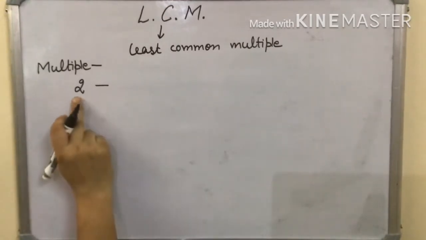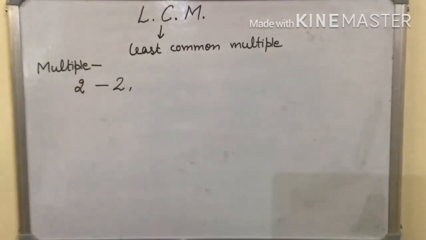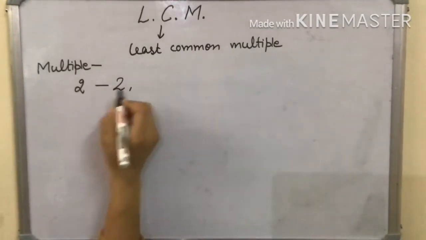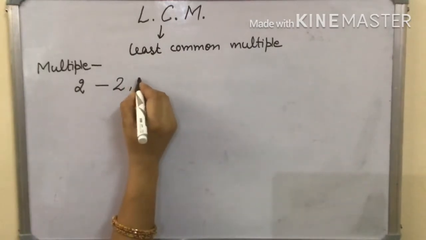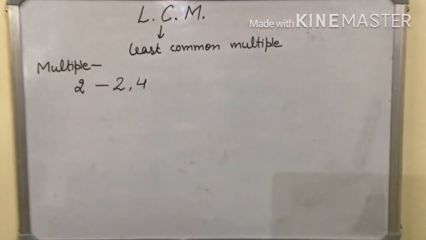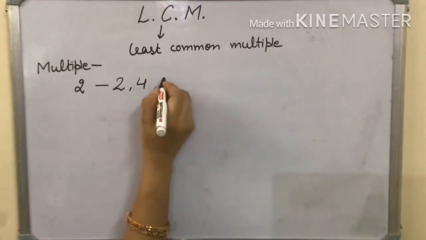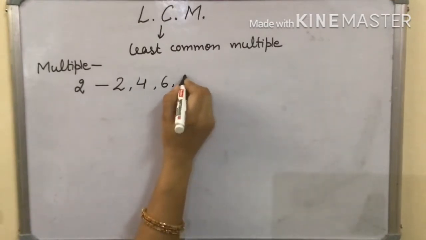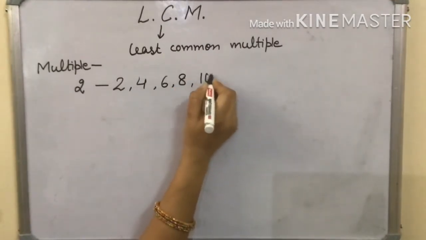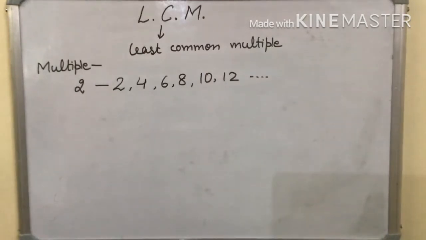Suppose we multiply it by 1, then we get 2 as the multiple. Then we will multiply 2 by 2. 2 को हम 2 से multiply कर रहे हैं, then we get 4. अगर हम इसी को 3 से multiply करते हैं, then we get 6. And like this we get 8, 10, 12 and so on. These are the multiples of 2.